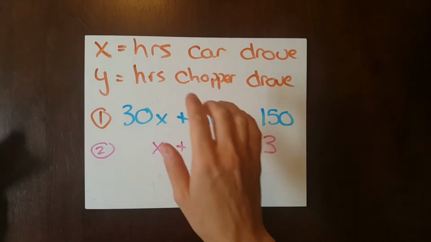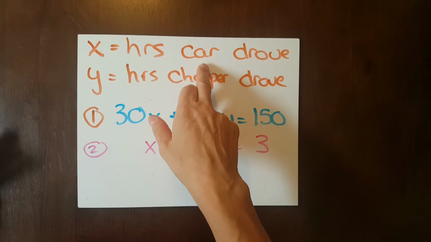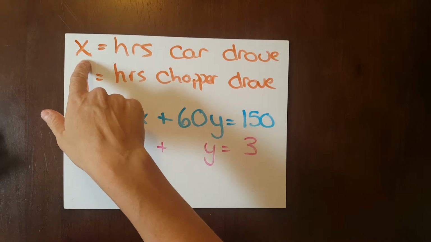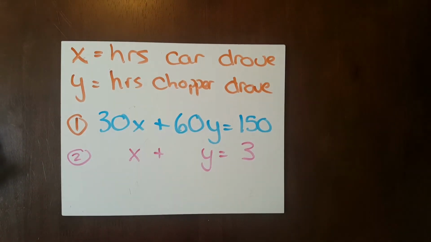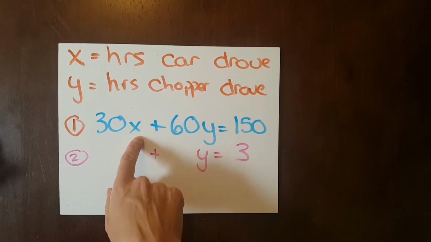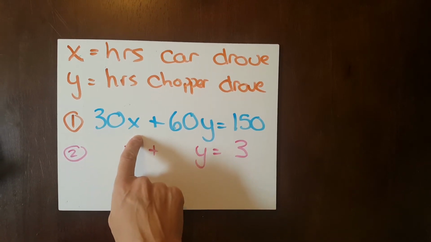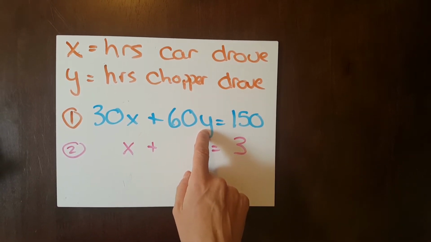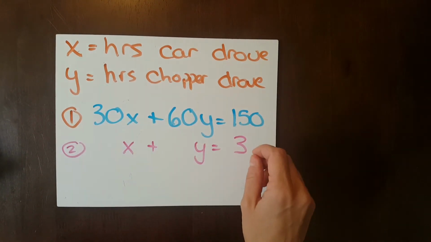So what I've done is, from the problem, we know that we're looking for the number of hours the car drove and the number of hours the chopper drove or flew. So X I have here representing the car and Y representing the chopper. In the question, we know that the car drove at a speed of 30, but we don't know how many hours it drove. But we do know that if we add the chopper, how many hours they drove at the speed, which was 60, it's going to equal 150. So that was one of the equations we were able to figure out.